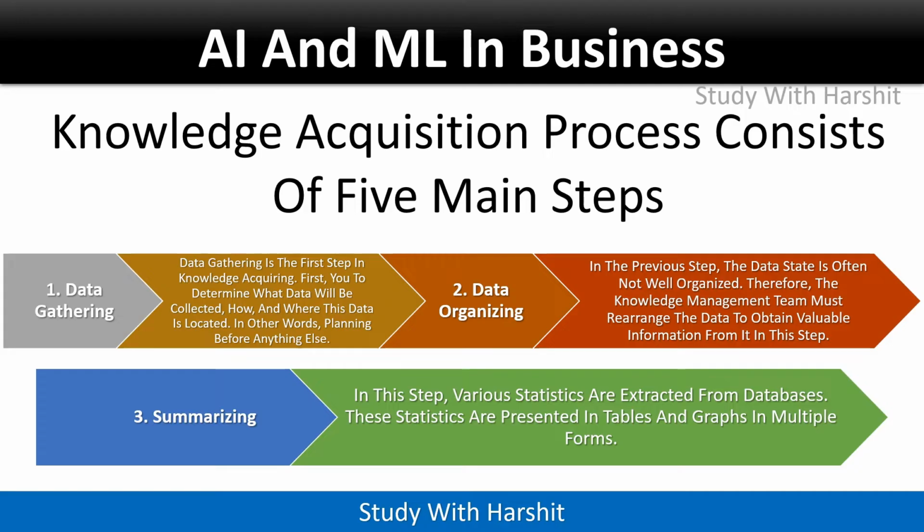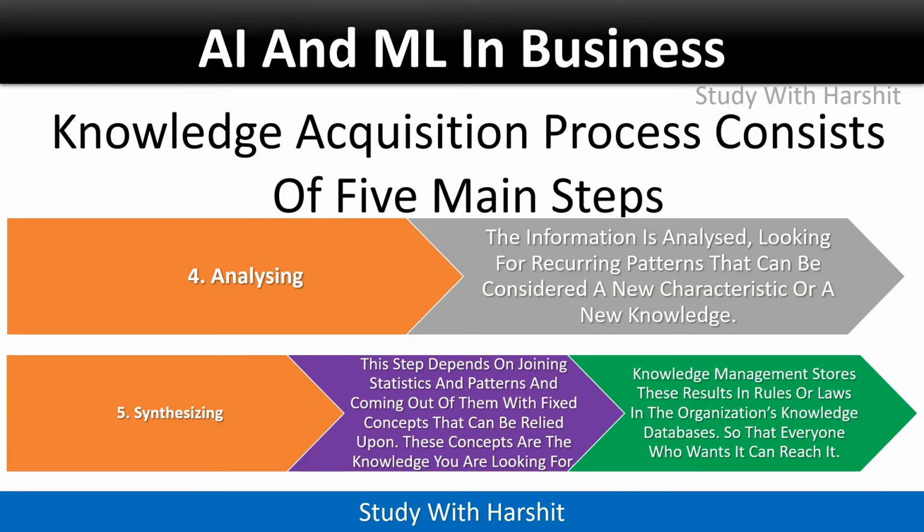Third, summarize. In this step, various statistics are extracted from databases. These statistics are presented in tables and graphs in multiple forms. Fourth, analyzing. The information is analyzed looking for recurring patterns that can be considered a new characteristic or a new knowledge. Fifth, synthesizing. This step depends on joining statistics and patterns and coming out of them with fixed concepts that can be ruled upon. These concepts are the knowledge you are looking for.